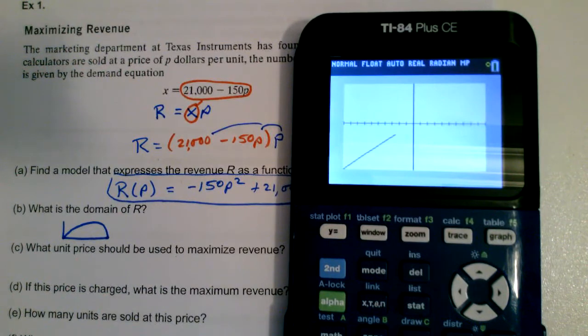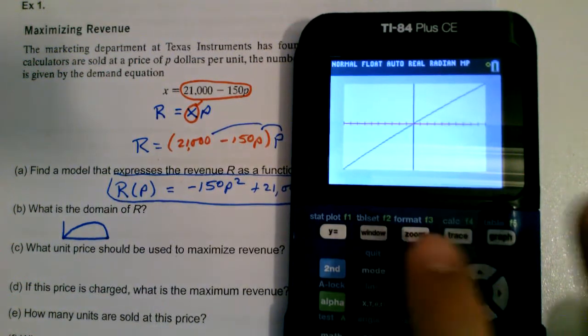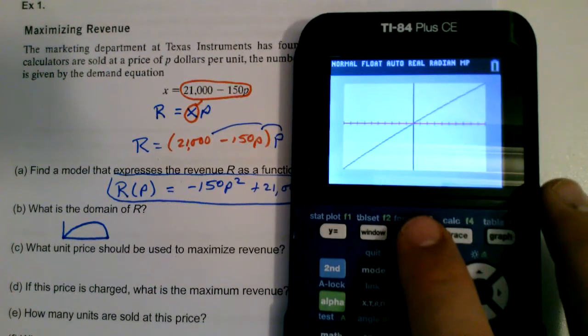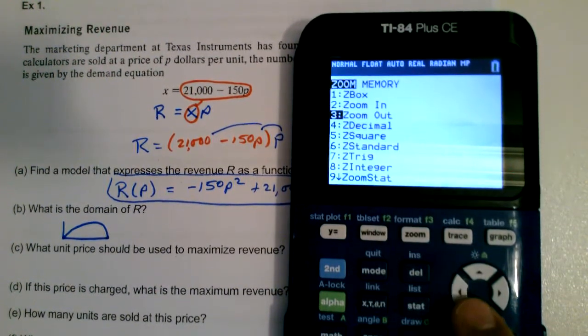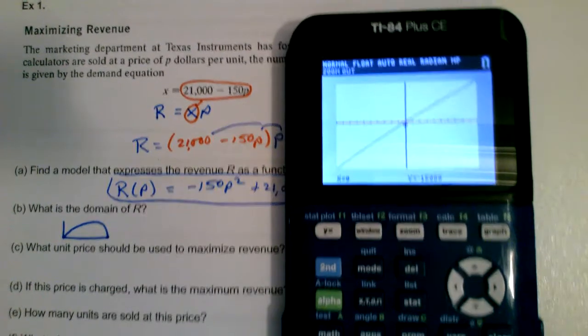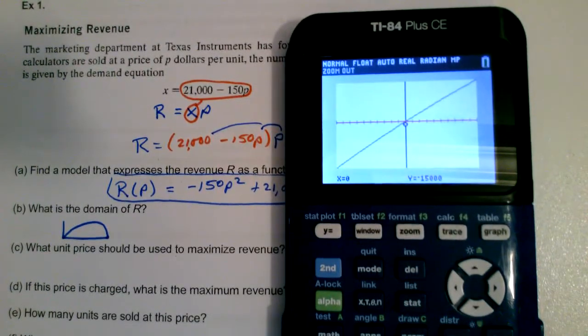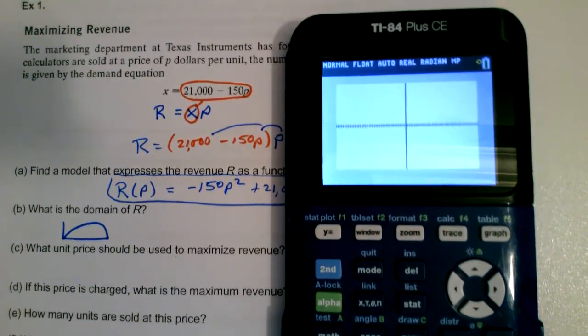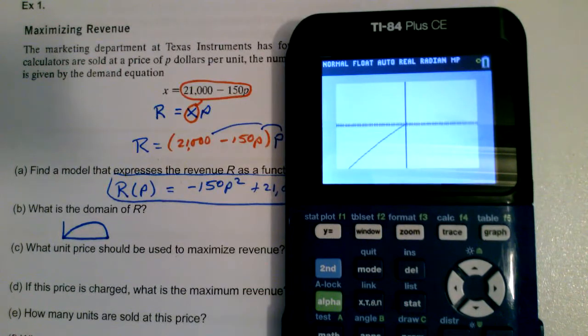Anybody else not getting this graph? So I've done zoom 6, I've done zoom 0, and I still don't see my parabola the way I want to see it. So then I'm going to go zoom 3, zoom out, okay? And then you're going to get to this screen, just press enter one more time, and it will zoom out. And now I can start seeing that parabola that I want to see, okay? Still don't see what I want. So I'm going to press enter again. And look at that.